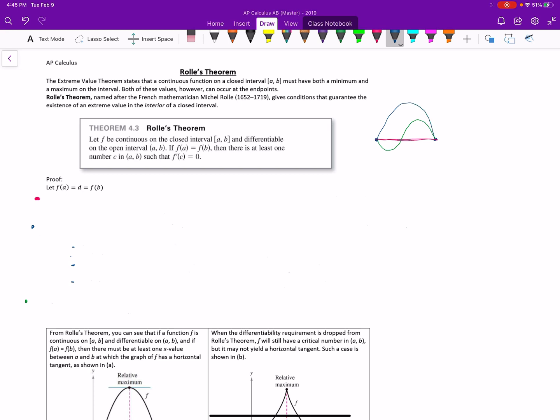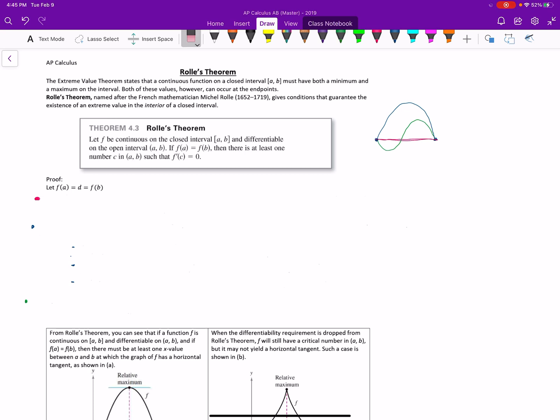All of those, as long as it's continuous and differentiable, which is what Rolle's theorem requires, that f is continuous on the closed interval and differentiable on the open interval between 2 points. If the y values, so f of a and f of b, are equal, then there's at least one number c from a to b for which f prime of c is equal to 0. So in other words, there's at least one horizontal tangent line.